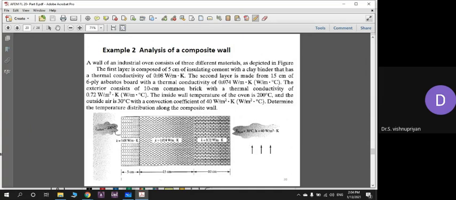of 0.08. So there are 3 materials which are used to make a composite wall, and each one of them has their own conductivity given here, 0.8, 0.07, like this. This is given here, and each of the thicknesses are also given. The first material is of thickness 5 centimeters, and then 15, then 10, is also given.